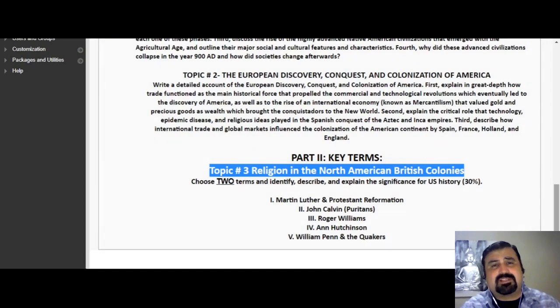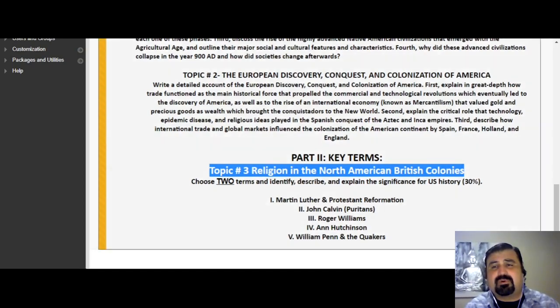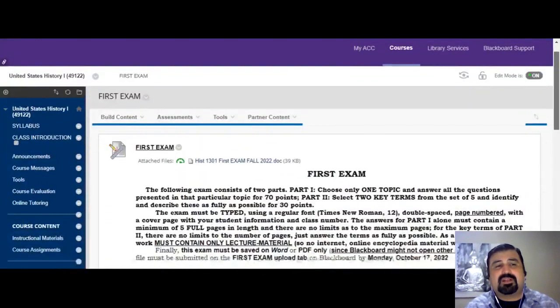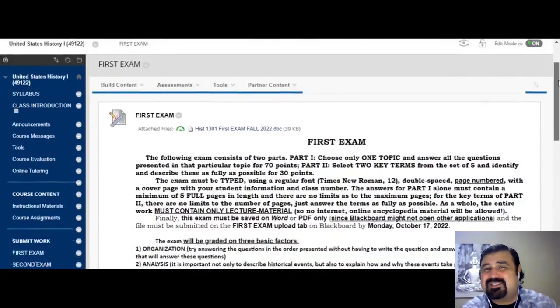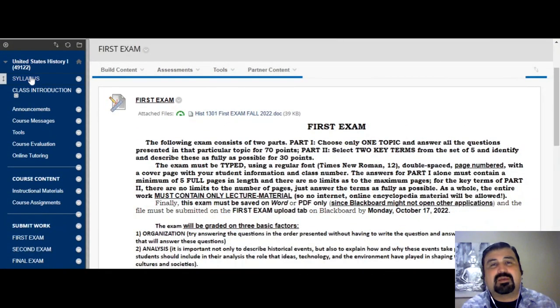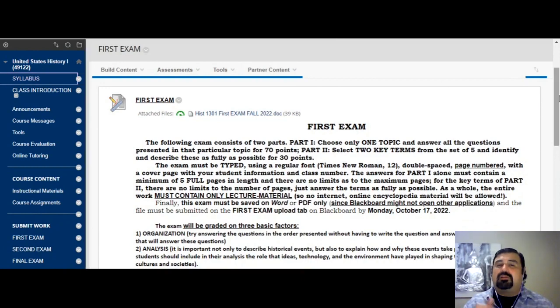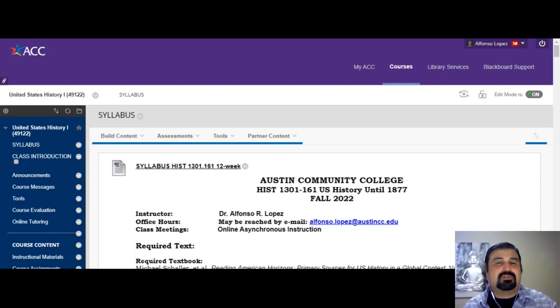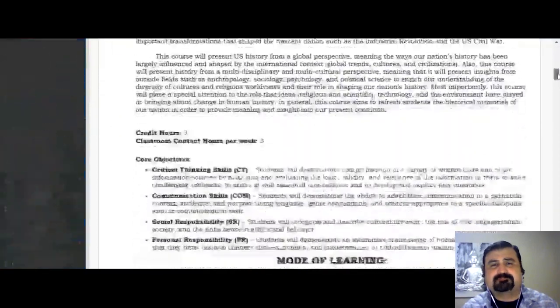Again, so this is what the exam entails. Again, part 2 is 30 points. Part 1 is 70 points. This is the way it's going to work. And every exam is exactly the same. There's absolutely no difference. The second exam is exactly like the first. There's a part 1 where you choose 1 topic, you answer all the questions, and part 2, the key terms. It's exactly like that. And the final, exactly like that as well. Okay?